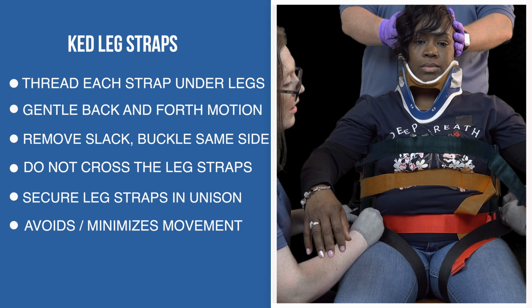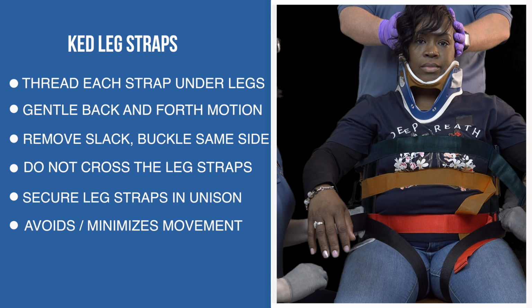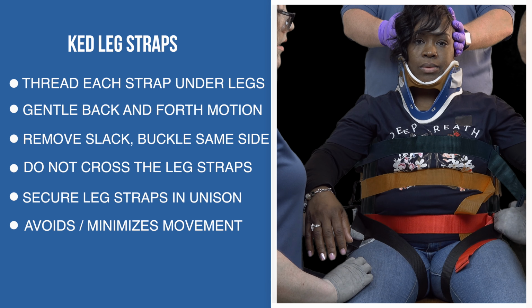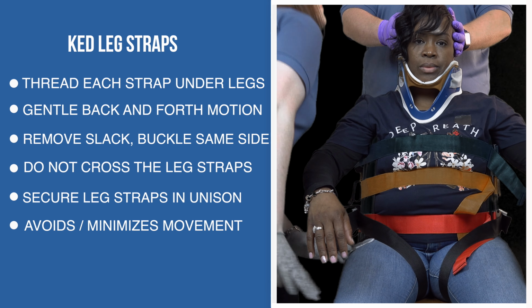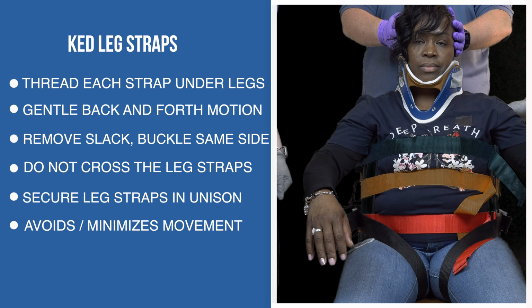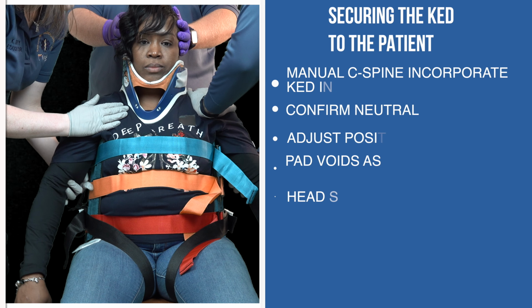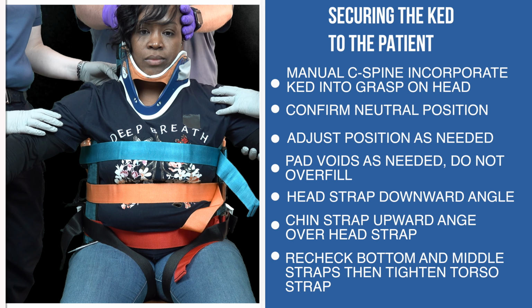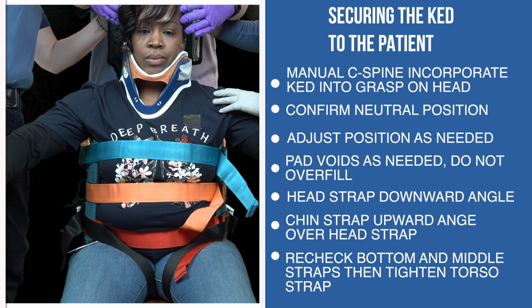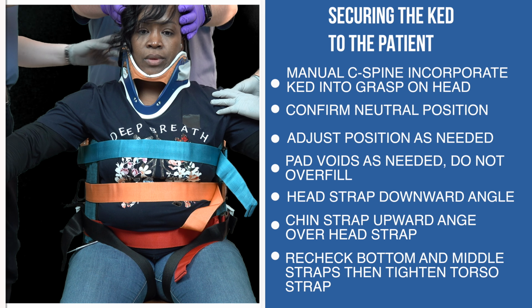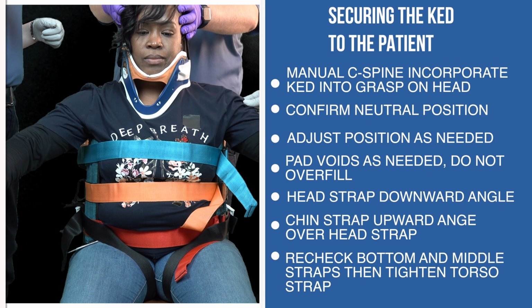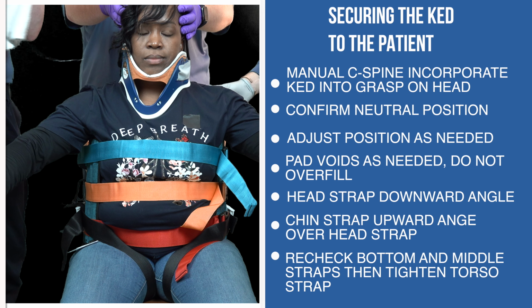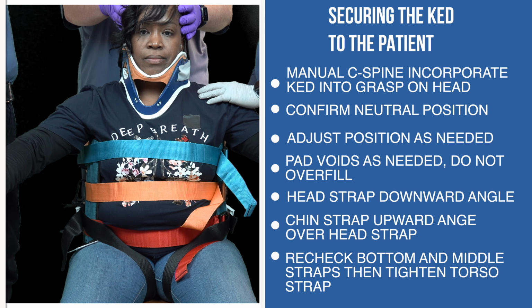This next part, you and your partner need to perform in unison in order to avoid unnecessary movement of the patient. Use the push-pull method we reviewed earlier to tighten the leg straps at the same time. If the person holding C-spine stabilization has not already incorporated the KED into their grip on the patient's head, quickly check that your patient is still seated in the upright, in-line position that you placed them in earlier. Adjust the patient again if necessary.